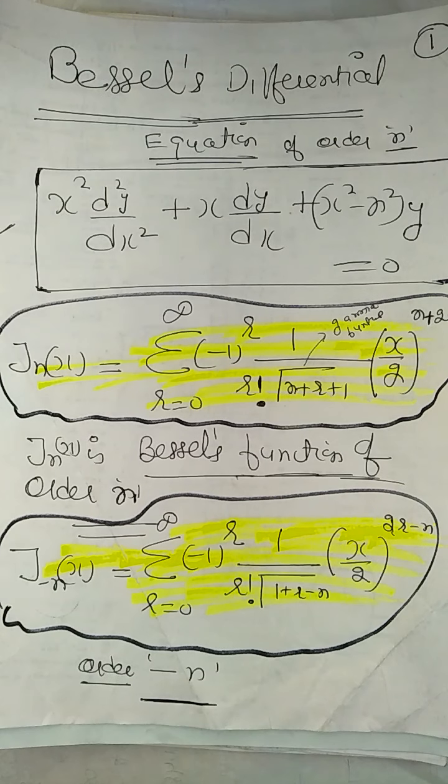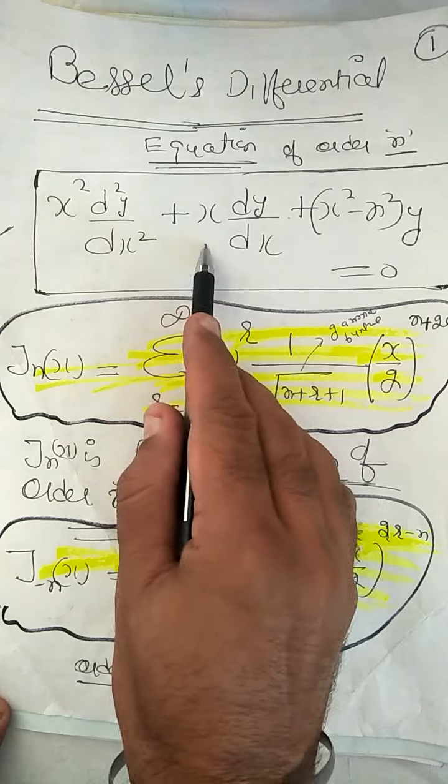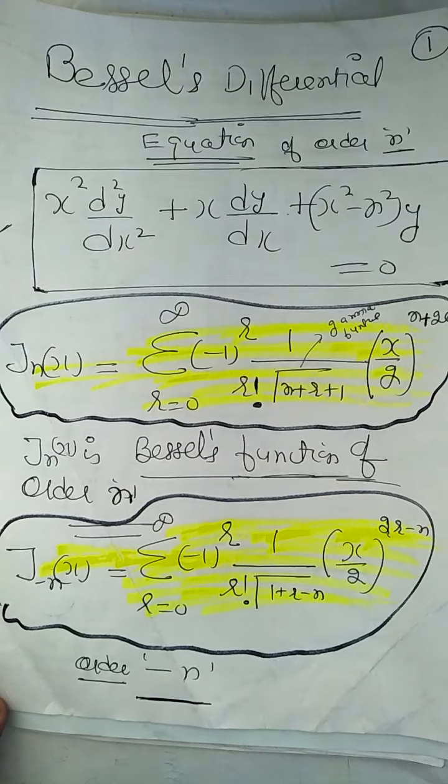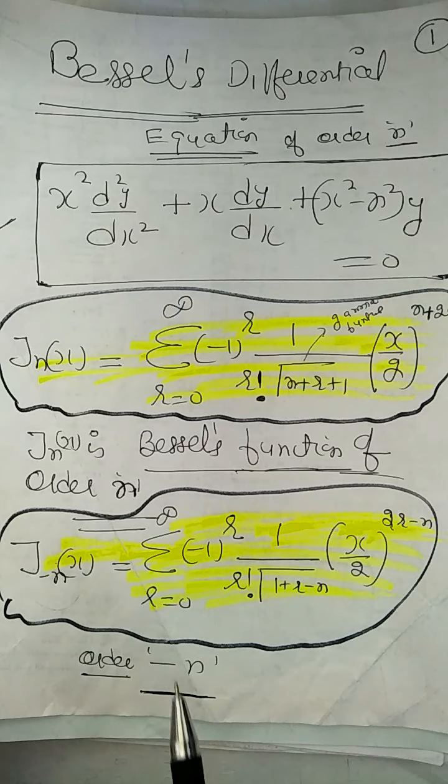Good evening, students. Today we will discuss Bessel's function, and one question from this topic will surely be asked in examination. It starts with Bessel's equation: x squared d squared y by dx squared plus x dy by dx, and so on. This equation is called Bessel's equation, and you have to remember it.